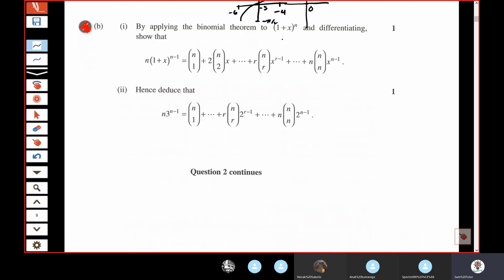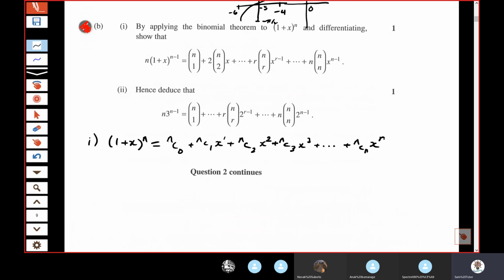All right, by applying the binomial theorem to (1 + x)^n and differentiating, show this. Okay, it's telling you what to do. So (1 + x)^n. What's the expansion of (1 + x)^n? nC0 plus nC1 x^1 plus nC2 x^2 plus nC3 x^3 plus ... plus nCn x^n.